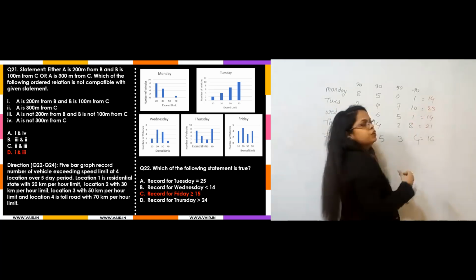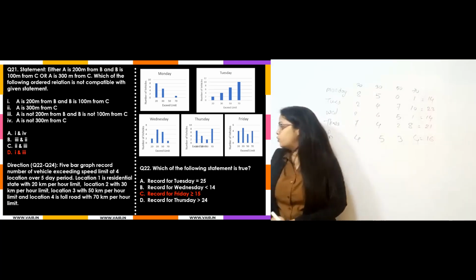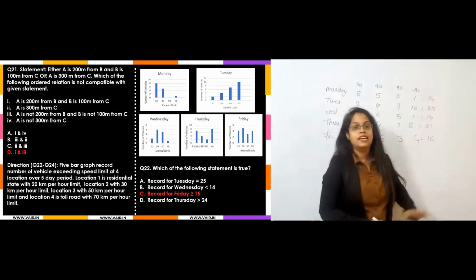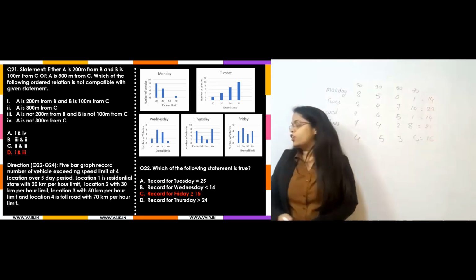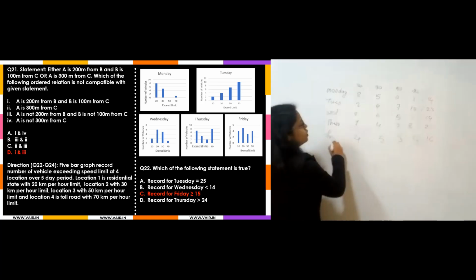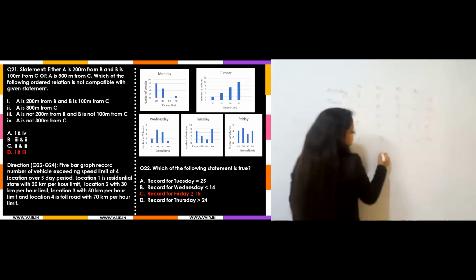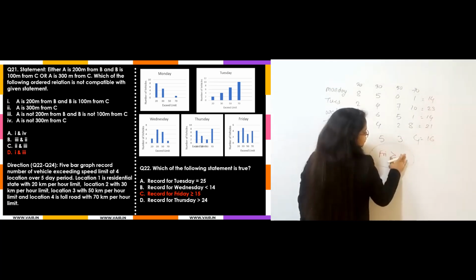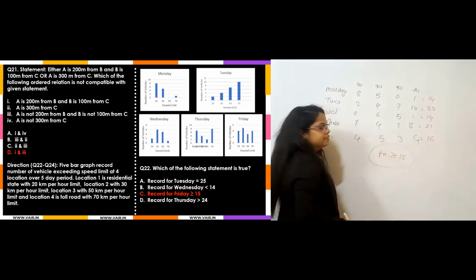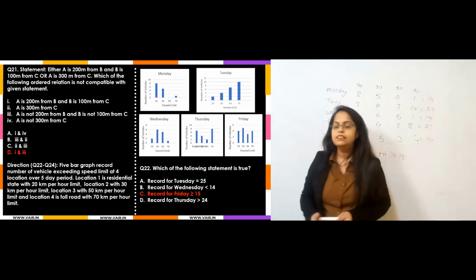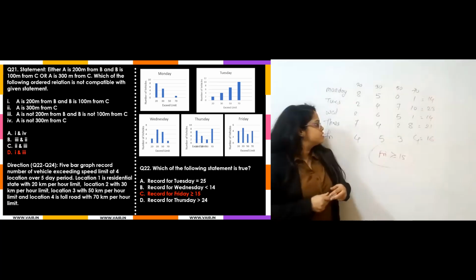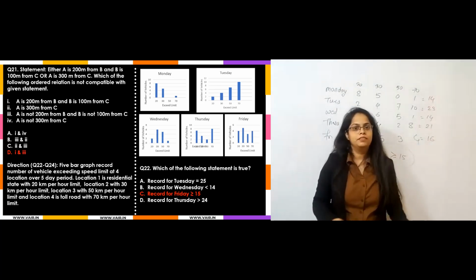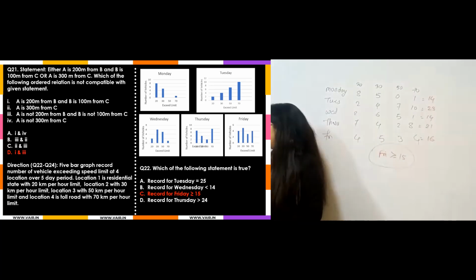Then they are saying that record for Tuesday is 25. Tuesday is not 25. Then record for Wednesday is less than 14, but Wednesday is 14. It is not less than 14. So third is the record for Friday is greater than or equal to 15. Yes, because we know that it is 16, that means greater than 15. And record for Thursday was more than 24. No. That means only option number C was correct. That's it. This DI was really easy.